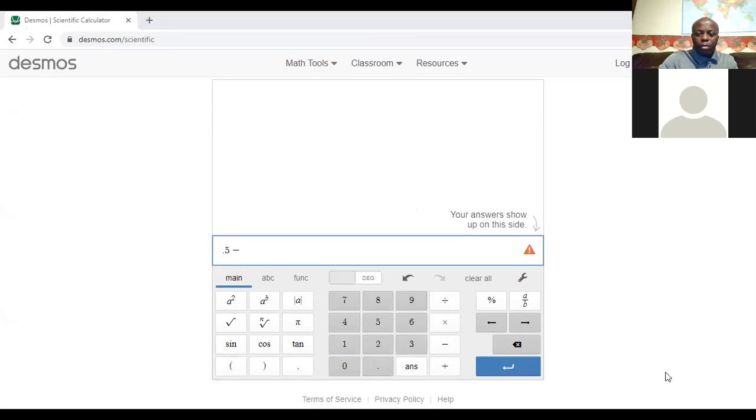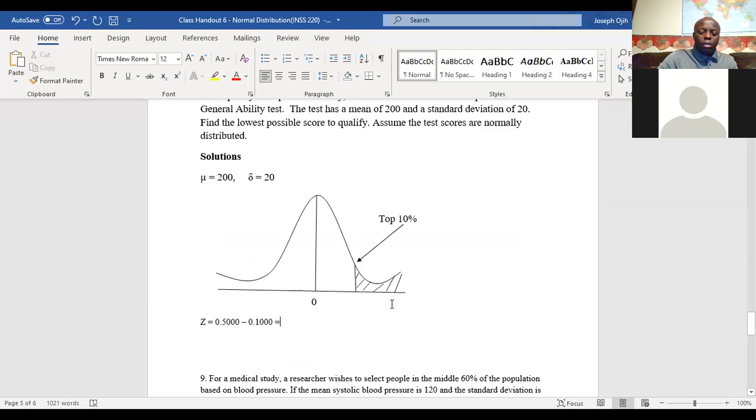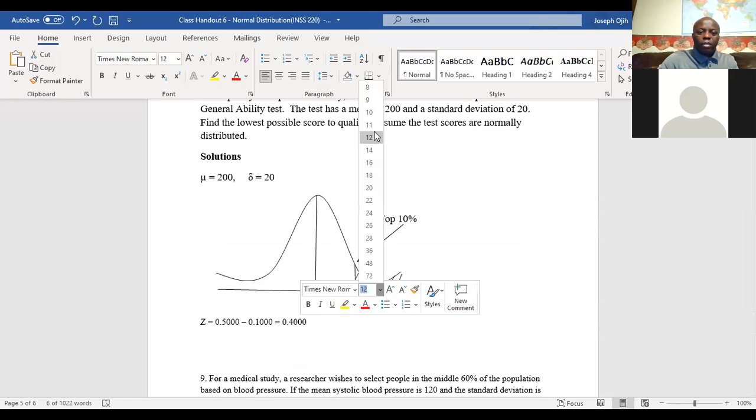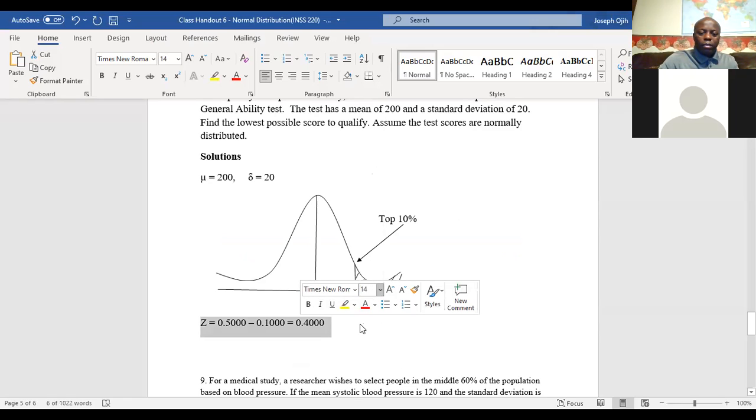So, okay, good. 0.5 minus 0.1 gives 0.4. And because this is four digits, there are 4 decimal places, so it's going to be 0.4000. So I'm going to go back and put it in. So you can have it here, 0.4000. Now, we're going to look for this in our table to get the corresponding z value, okay?